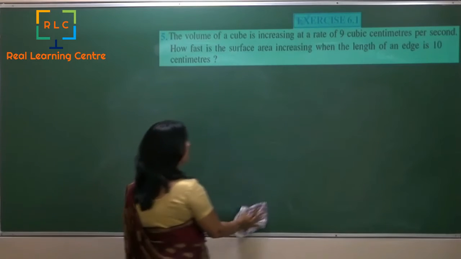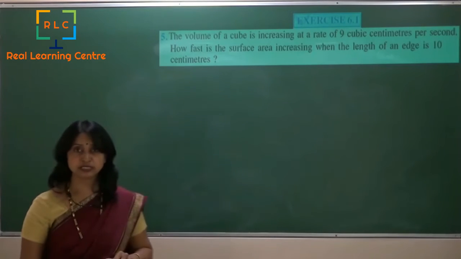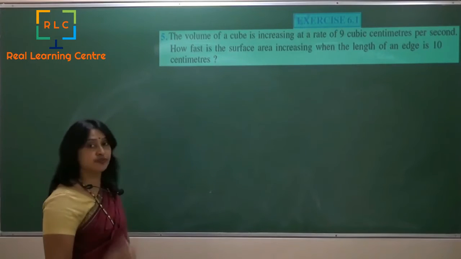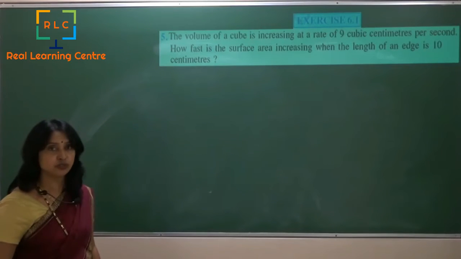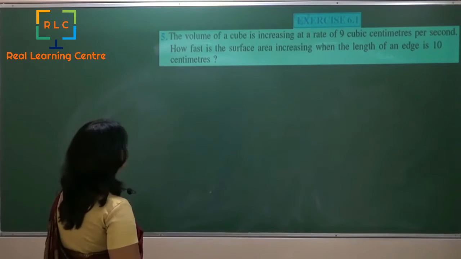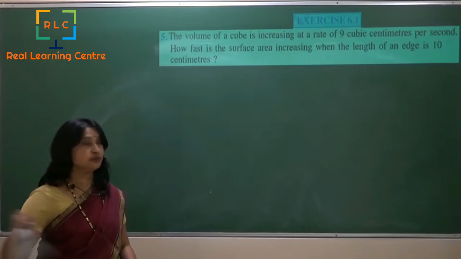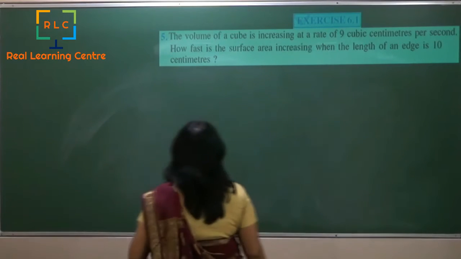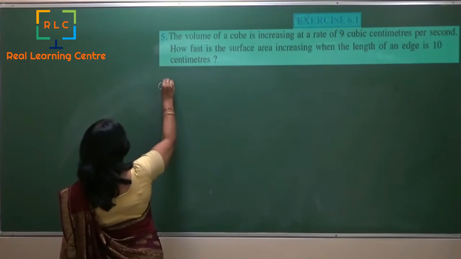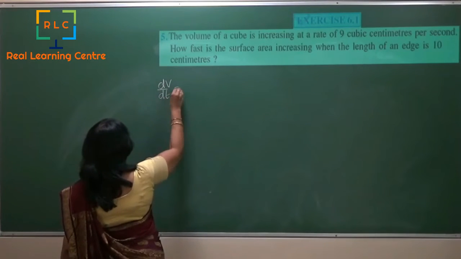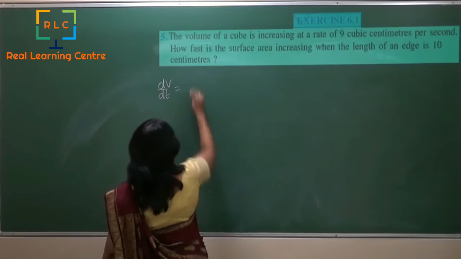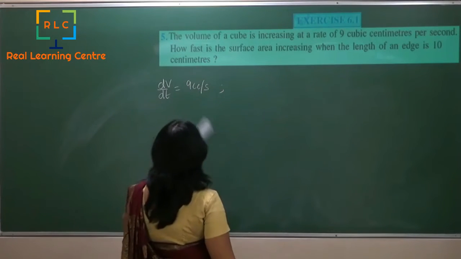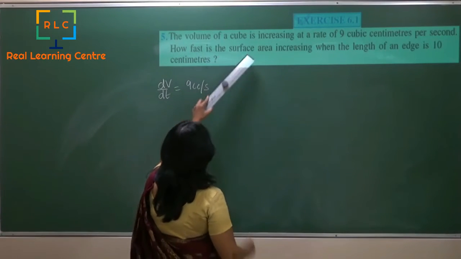Cube questions have been asked at least twice. So now this is a cube problem. We are shifting from circle to cube. The volume of a cube, what is increasing? The volume is increasing at the rate of, so dV by dt is equal to 9 cc per second. What are they asking for? How fast is the surface area increasing?